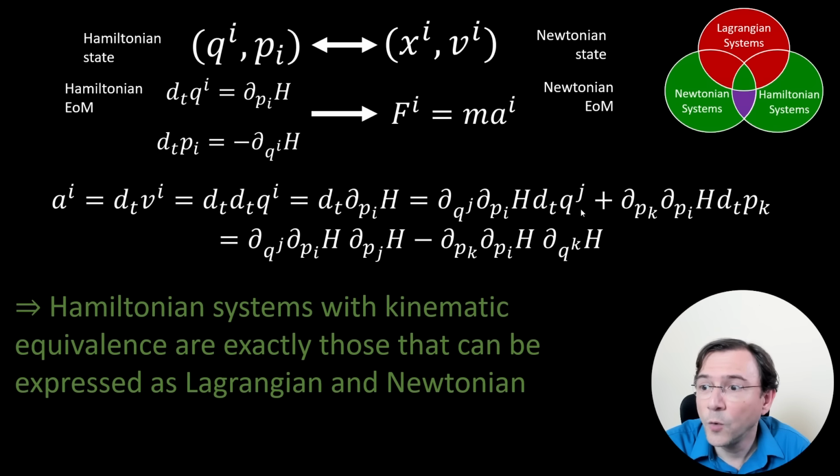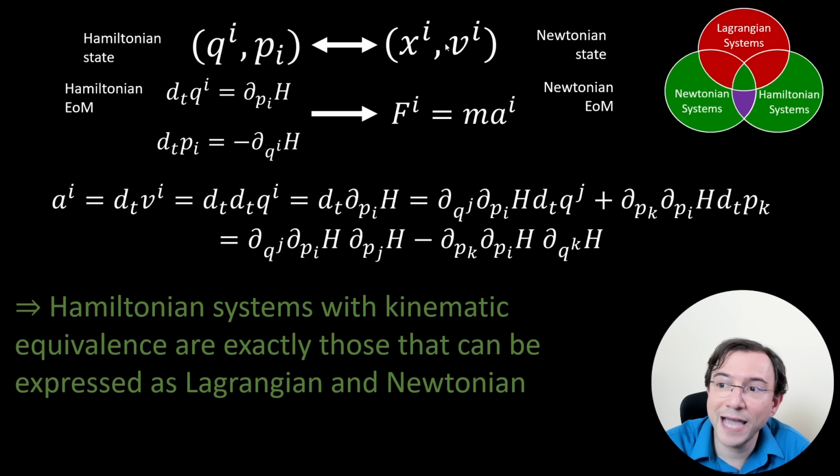And now we can expand the dt of q using Hamilton's equation, which is going to be partial p of H. And we can expand dt of p, and that's going to be minus partial q of H. Okay, so this here is a function of position and momentum. So the only thing that we need to do is to be able to write this function of position and momentum in terms of position and velocity.